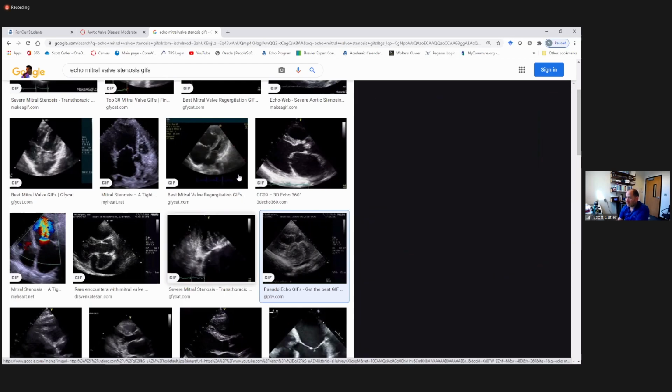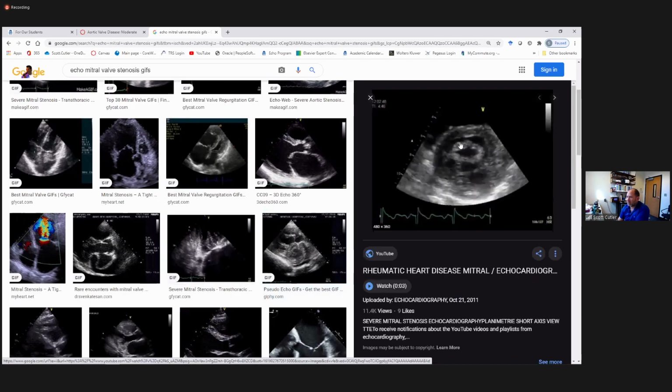Here's, I think, a good short axis one. You can see the thickness of the valve leaflets in this one. I think that just might be a still picture. It got a lip injection. Yeah, it looks like Botox on there, doesn't it? That's funny.